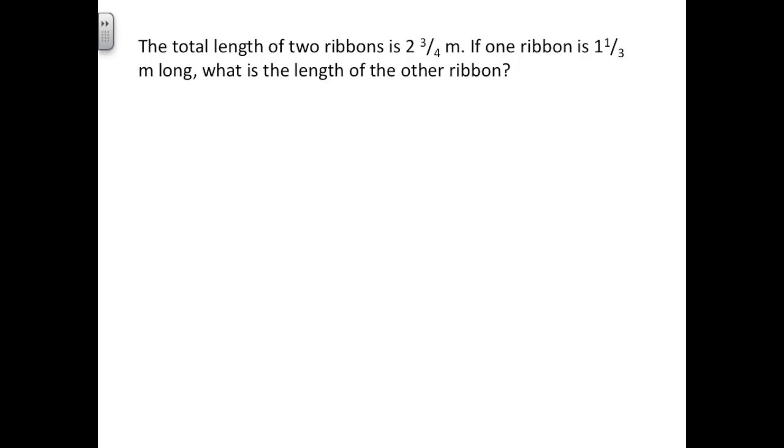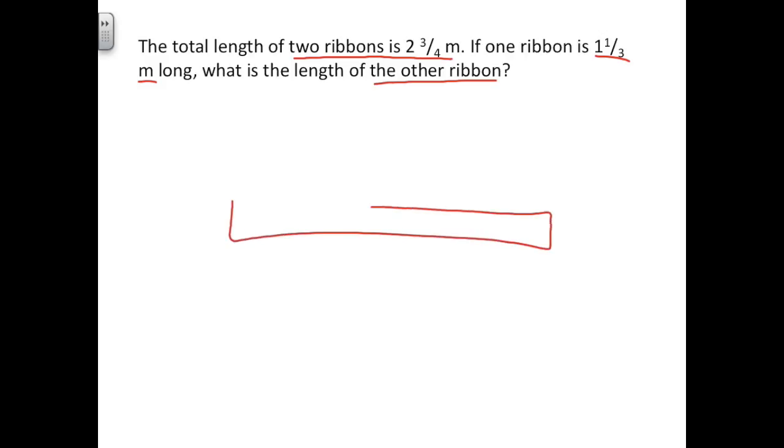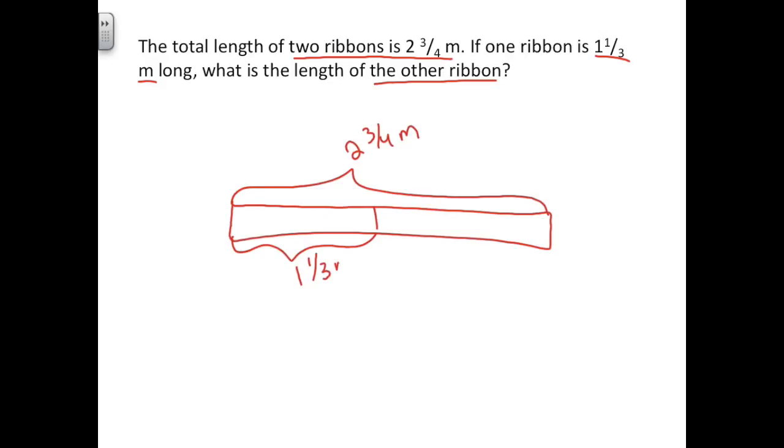Problem 5. The total length of 2 ribbons is 2 3/4 meters. If one ribbon is 1 1/3 meters long, what is the length of the other ribbon? So I want to find the other ribbon. I'm told that there's 2 ribbons, and I'm told what one ribbon is, and I want to find the other ribbon. So it's like a part-whole problem. So there's 2 ribbons that have a total length of 2 3/4 meters. One ribbon is 1 1/3 meter long, and the other one is unknown.